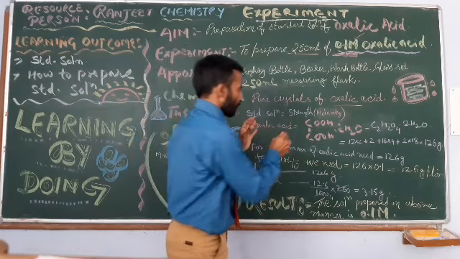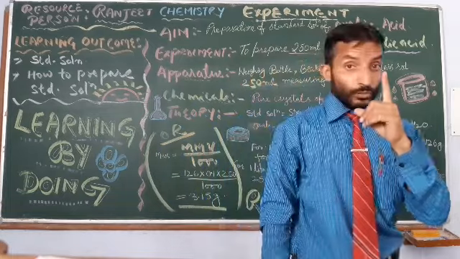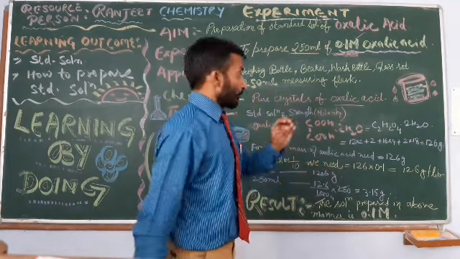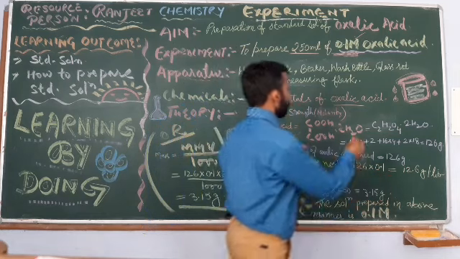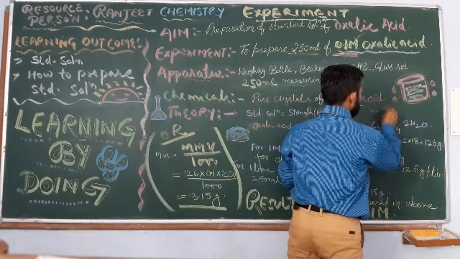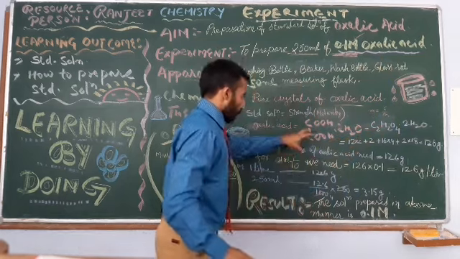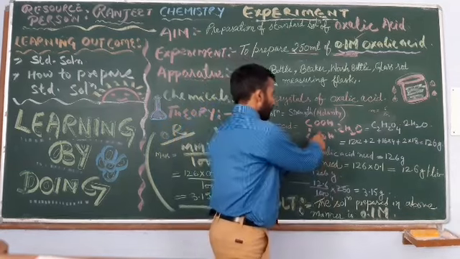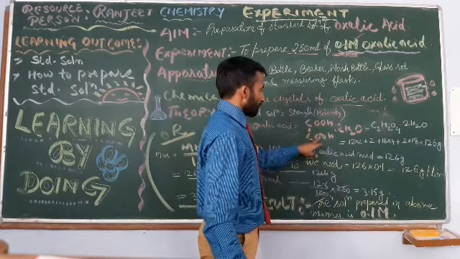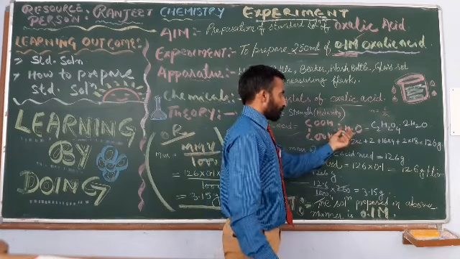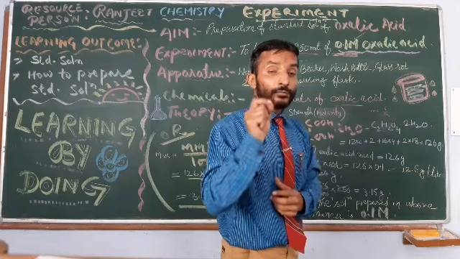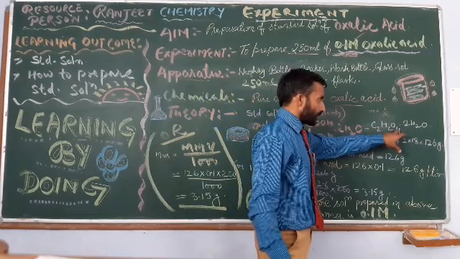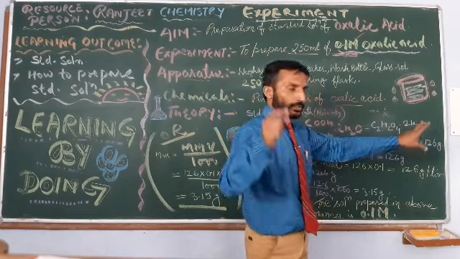So according to the theory, first of all we need the molecular mass, because molarity is the number of moles of substance per liter. So how to calculate moles? That we know very well. Mole equals given mass upon molar mass. To calculate molecular mass, we should know the formula. The formula is (COOH)2·2H2O. This 2H2O is the water of crystallization. So I can write the formula in a simple way: C2H2O4·2H2O.